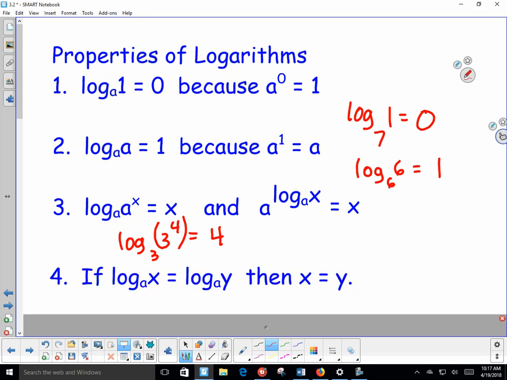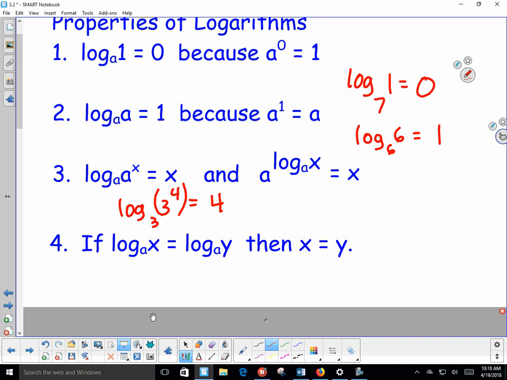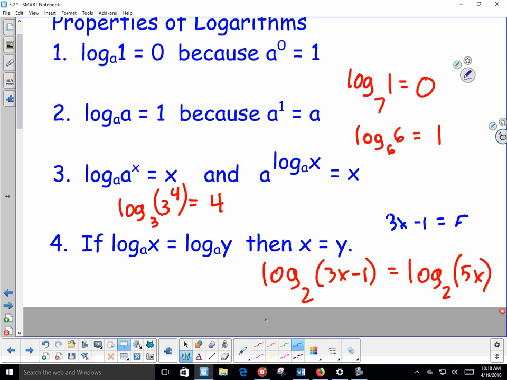All right? And what else do I have? This one says if you've got log to the base a of x equaling log to the base a of y, two logarithms that have the same base, then what you're taking the logs of have to be equal to each other. They would also refer to this as the one-to-one property. An example for this last one? This would just be like if I have log to the base 2 of 3x minus 1 equals log to the base 2 of 5x, then 3x minus 1 has to equal 5x, and I can solve, right?